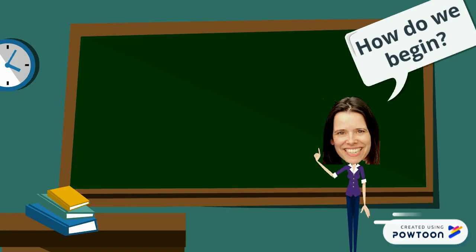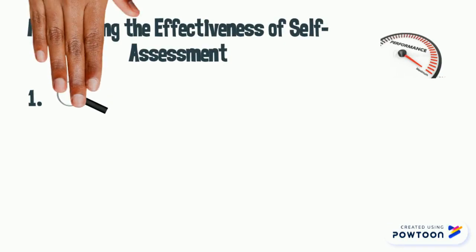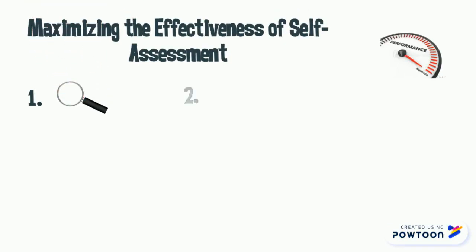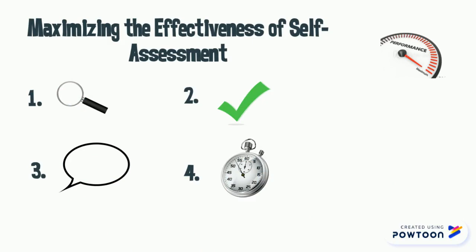You can start by teaching students to look at a set of criteria and compare it to their own work, and then use that information to determine next steps. In order to maximize the effectiveness of self-assessment, teachers need to teach students how to understand and identify criteria, then give feedback on their feedback, and then provide opportunity and time to use that feedback.